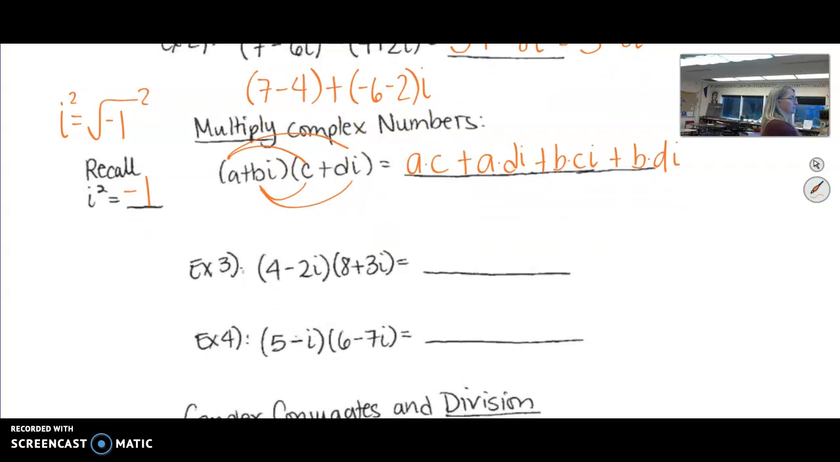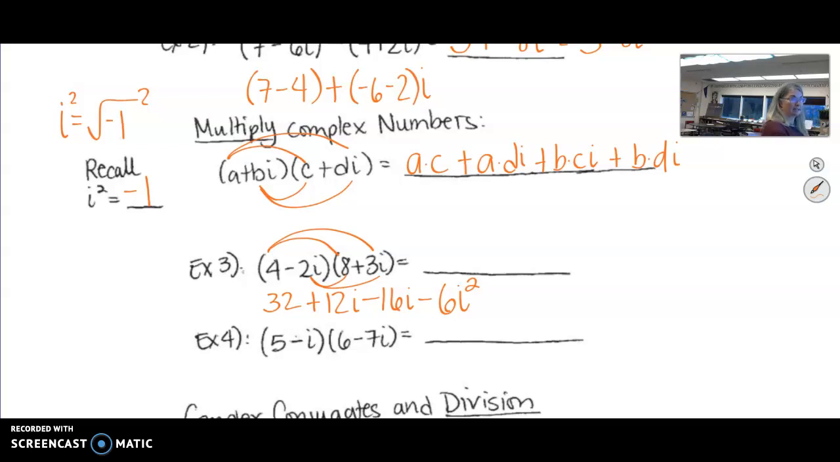Let's do example 3 with actual numbers in there. So we have 4 times 8, which is 32. And then I have plus 4 times 3 is 12i. And then I have minus 16i. And then the last two is negative 6i squared. So now remember what i squared is. i squared is negative 1.